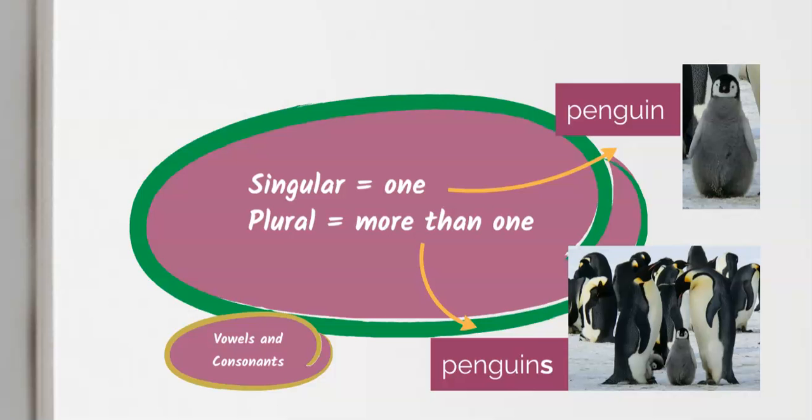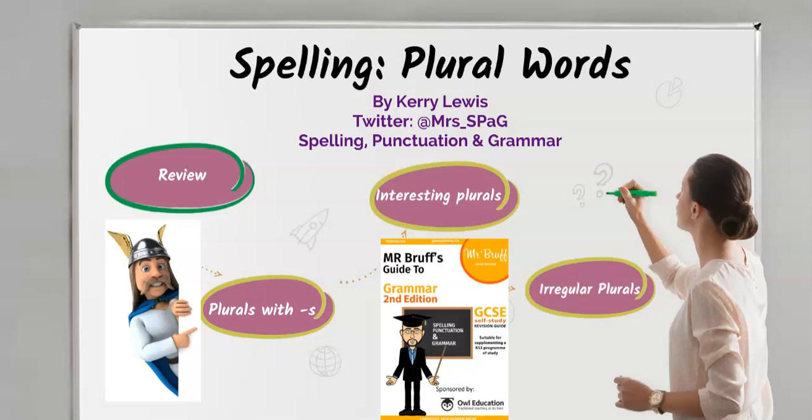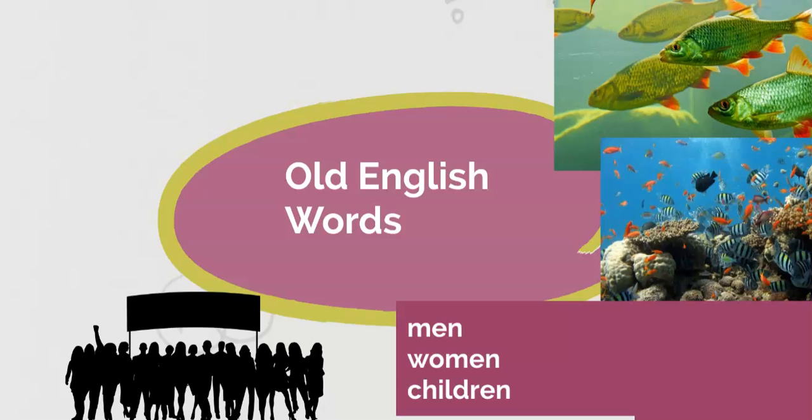We didn't always used to add an S to a word to make it plural. In Old English we used to have different plural words and people had to learn them. Today we call them irregular plural words because they don't end with an S. For example, men, women, and children.